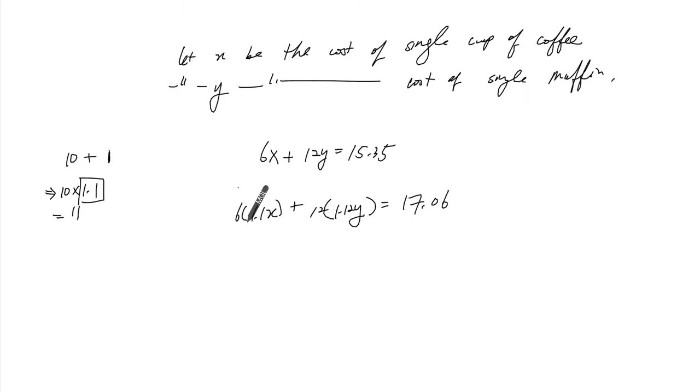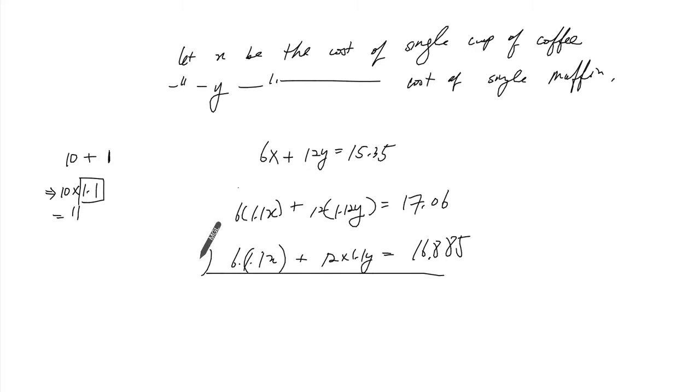So of course we can solve this graphically, but I'm going to solve this algebraically. What I'm going to do is multiply this equation right here by 1.1. So you get 6 times 1.1x, 12 times 1.1y, and 15.35 times 1.1.